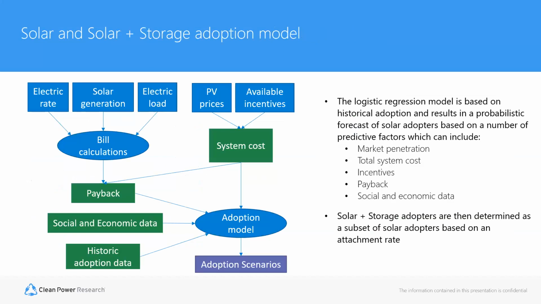So the model itself is a logistic regression model. Once it is trained, it gives us a probability for each year, and then we apply that back to the pool of customers who have not yet adopted in order to get an adoption number for each year. And this is just a little flow chart of all of the things that we calculate that can go into it. We use market penetration, total system costs, incentives, payback time, and certain social and economic data in order to explain what's happened in the past and be able to project that into future scenarios.